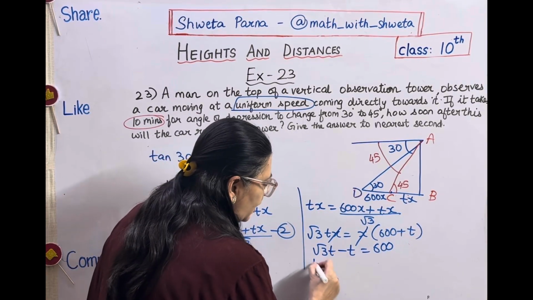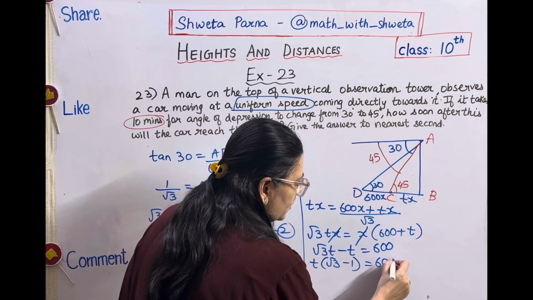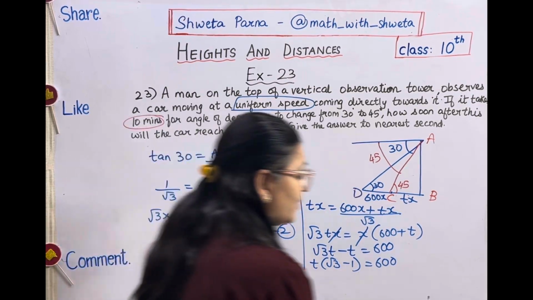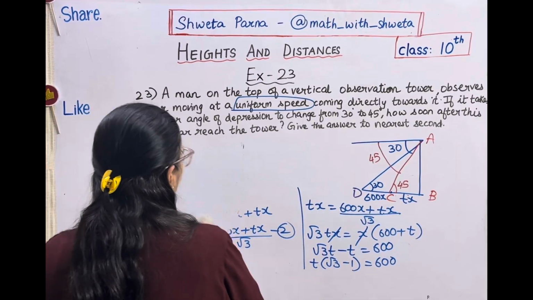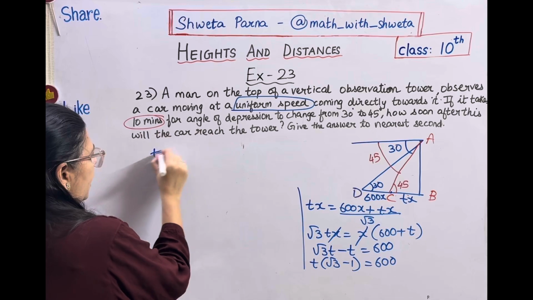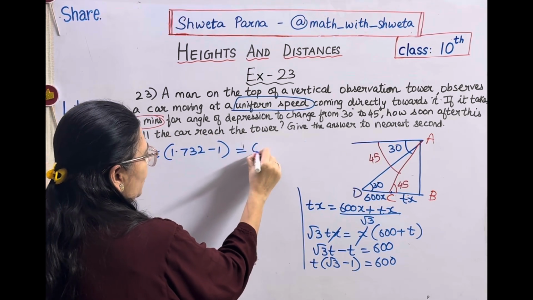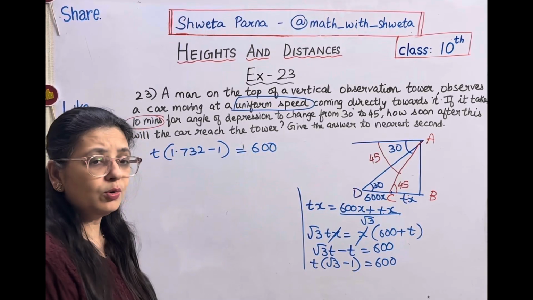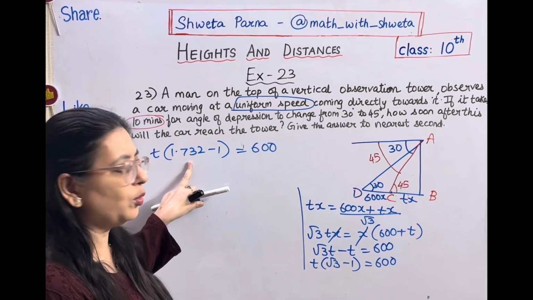Take common t, so you will get t into root 3 minus 1 is equal to 600. What is the value of root 3? The value of root 3 is 1.732. Correct? So, t into 1.732 minus 1 is equal to 600. Children, you know, we can solve it this way by taking the value of root 3.